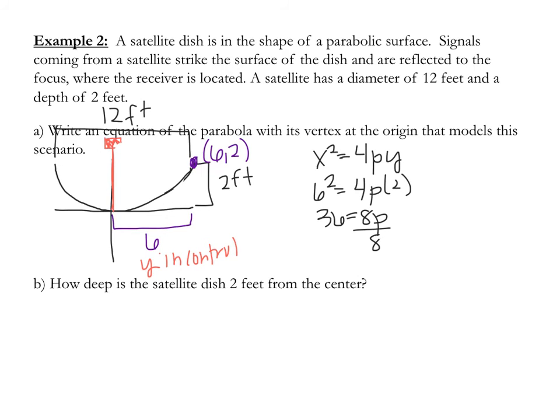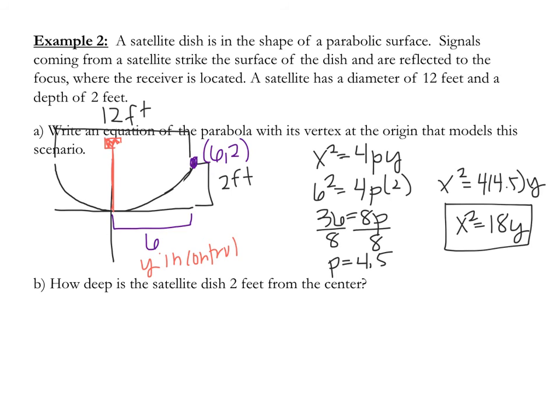And then I'm dividing by 8, and you get p is equal to 4.5 if we change it to a decimal. So then to get the equation, I've got to take that and plug it back in. That's x squared equals 4 times 4.5y, which means x squared is equal to 18y is our equation.